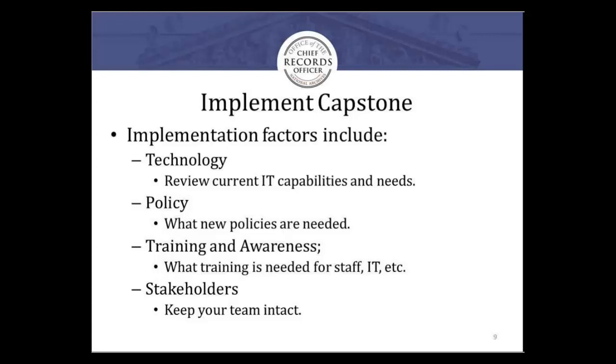Fourth is identifying the team and the other stakeholders. You need a strong multidisciplinary team to make Capstone happen. Most of the team members will come from the organizations identified in the previous slide. To ensure success, you need to keep the team intact.